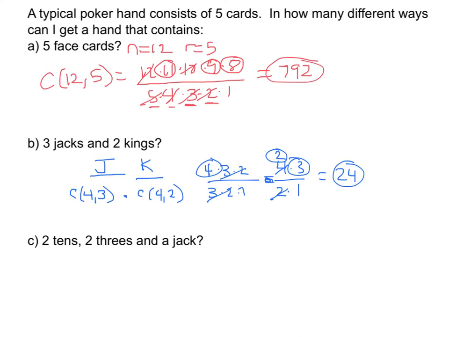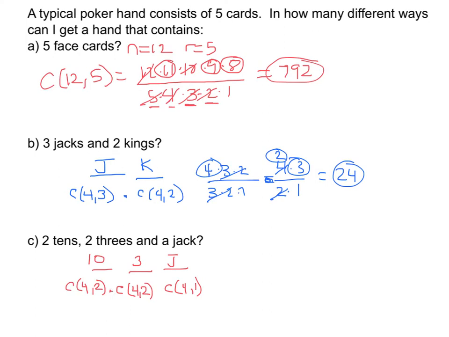Now let's look at the last example. 2 tens, 2 threes, and a jack. So like the problem before, this is a problem that is made up of different tasks. So in this example, there are actually 3 tasks. The first one is to choose the tens, the second one is to choose the threes, and the third one is to choose the jacks that you're going to put in your hand. And again, we start off with 4 of each of those. So the tens are going to look like 4 choose 2, because we're picking 2 tens out of the 4 tens that we have. The threes is also going to look like 4 choose 2, because we're choosing 2 threes. The jacks, on the other hand, since we're only picking 1 jack, that's going to look like 4 choose 1.